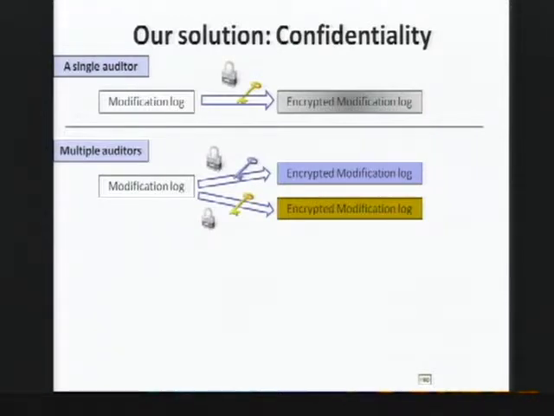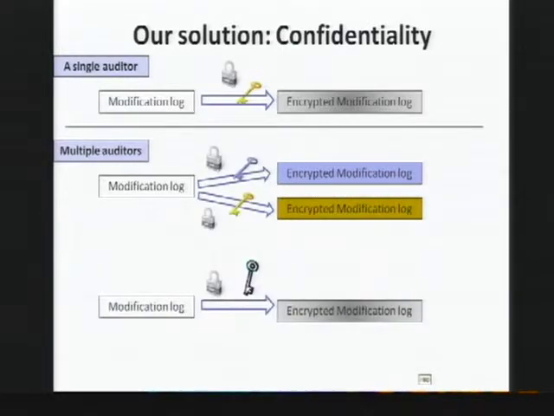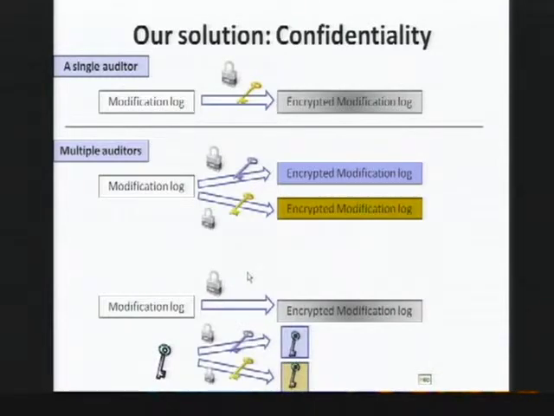But here we are wasting a lot of space. We are including a bunch of copies of the same thing. So our solution is to encrypt the modification log with a randomly generated session key, and then encrypt copies of the session key only with the keys of the trusted auditors. So now we have this encrypted modification log and these encrypted keys. So each auditor who can decrypt a key can now read the modification log.